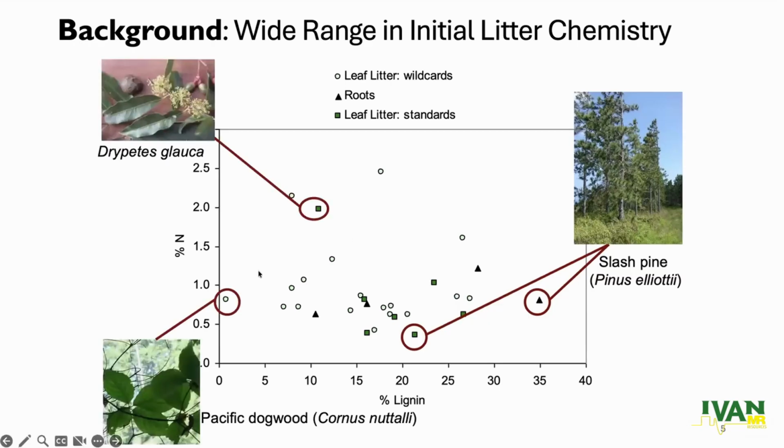And then these 2 are on the tastier end of the spectrum for microbes. This is Drapetes glauca. It's a tropical species, with very high nitrogen content and low lignin content. And Pacific dogwood is another one with pretty high nitrogen content but very low lignin content.